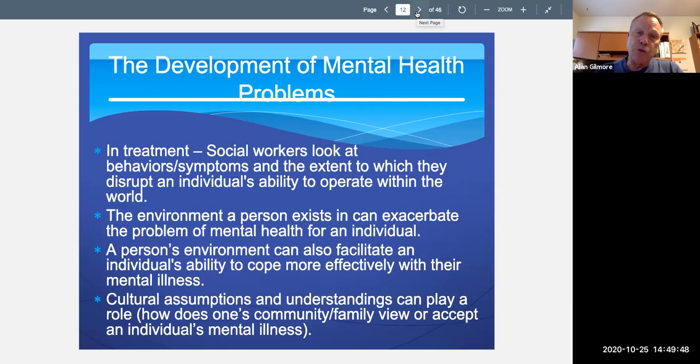So, in treatment, social workers look at behaviors and symptoms and the extent to which they disrupt an individual's ability to operate within the world. Like we said earlier, we've all got things that we deal with in unique and different ways, and some of them have relatively small effect on our lives, but others may have more substantial effect.